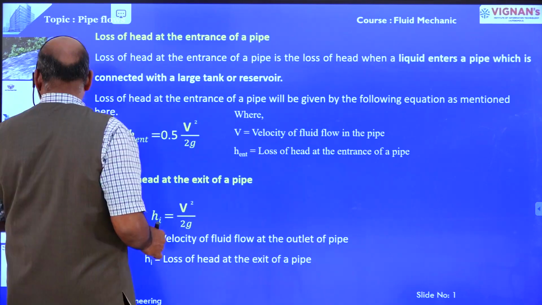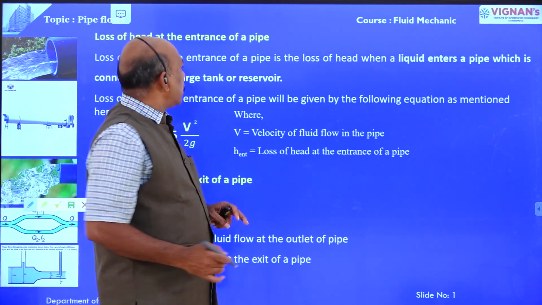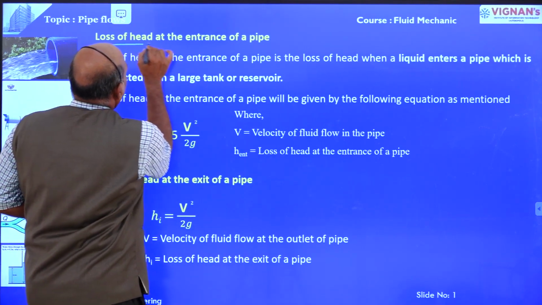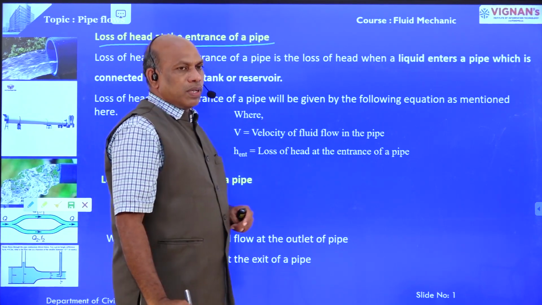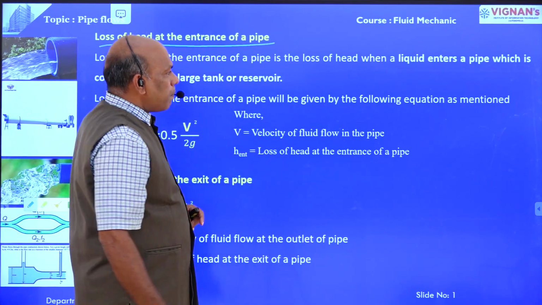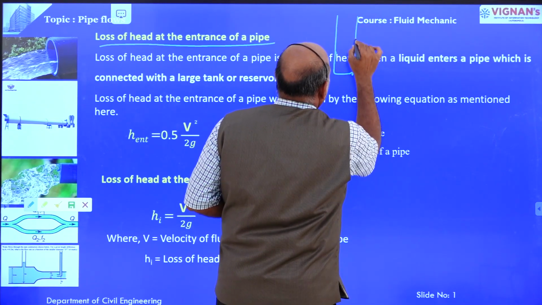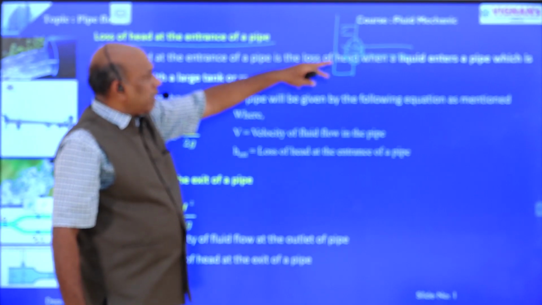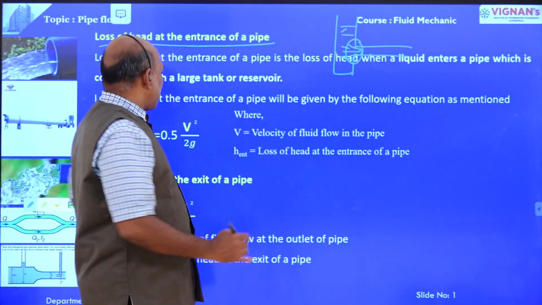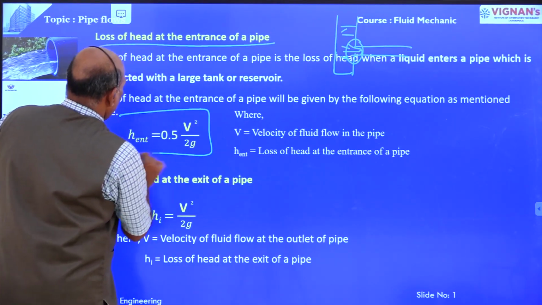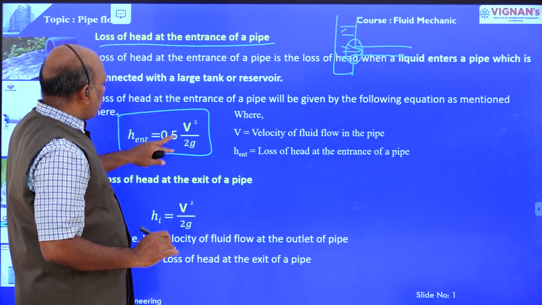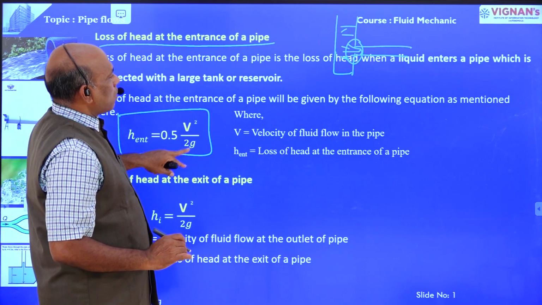Right. Another minor loss. This is loss of head at entrance of the pipe, which I have already explained. This is the pipe connected to the water tank. The water entering into the pipe, this loss is known as loss of head at entrance of the pipe, which is given by a formula. Loss of head at entrance is equal to 0.5 V square by 2g.